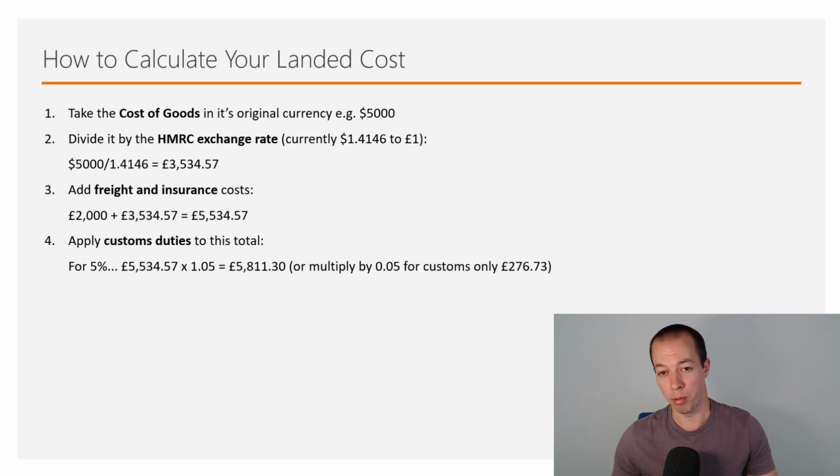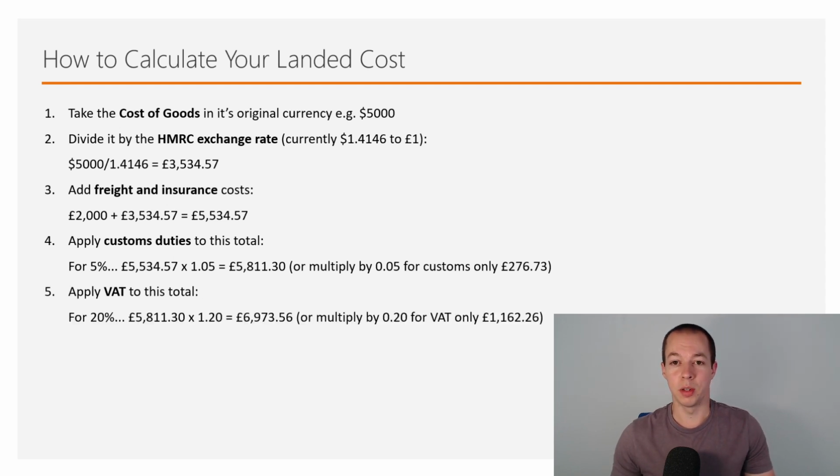So in the example of the umbrella, that would have been 4%. In this example, I've got 5%. So there are two ways you can do this. You can either times it by 1.05, which will straight away just add 5% to the total, or if you want to split it out and know the customs separately, just multiply that total by 0.05 instead. So it's either £276 of customs duty, or your overall cost now is £5,811, and that includes your cost of goods, the freight and insurance, and your customs duty.